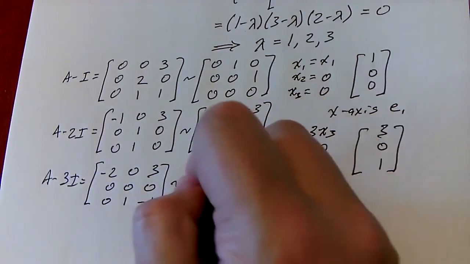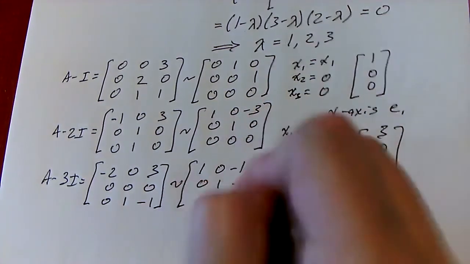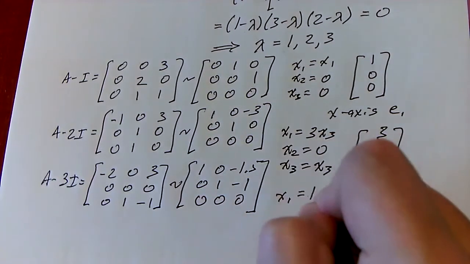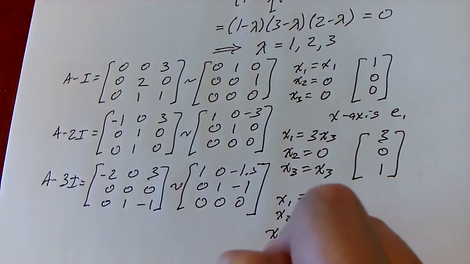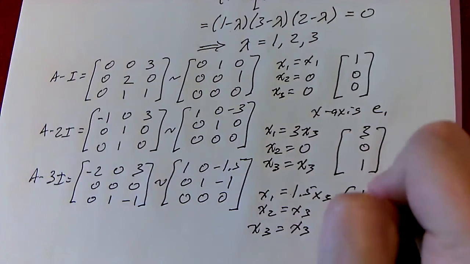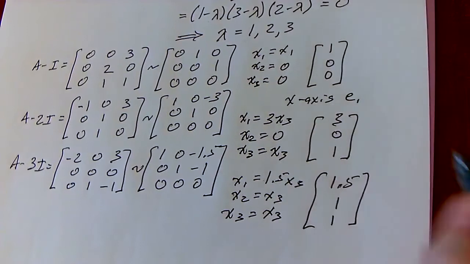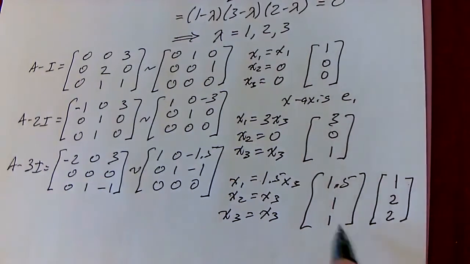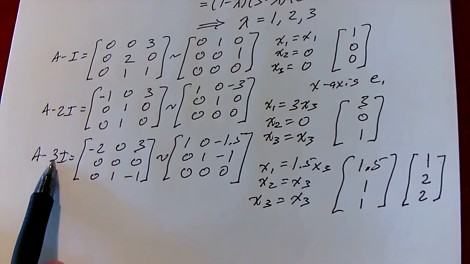When you row reduce that, you should get 1, 0, negative 1.5. 0, 1, negative 1, and then all zeros on the bottom row. So I have that x1 is equal to 1.5 x3, x2 is equal to x3, and x3 is a free variable. So my vector would be 1.5, 1, and 1. Or if you want to get rid of the decimal, multiply everybody by 2. You could also make that 1, 2, 2. Either of those would be acceptable eigenvectors to go with the eigenvalue lambda equals 3.